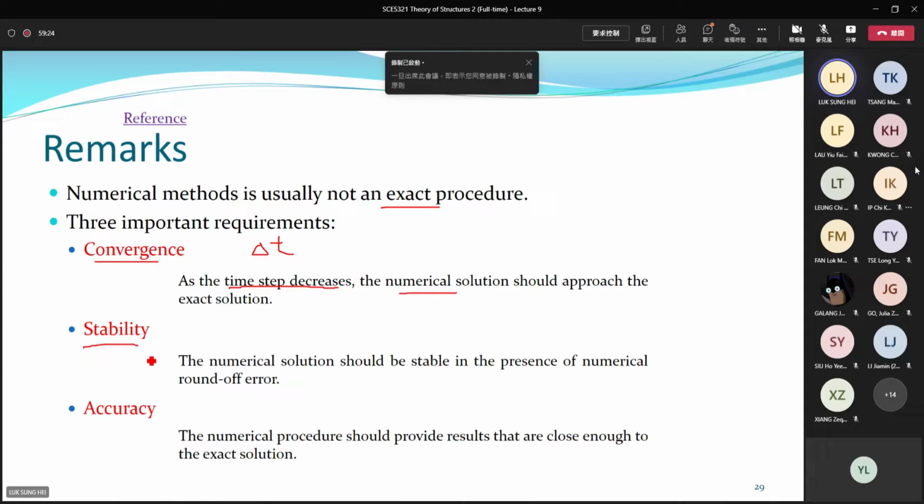Another issue is called stability. When you use a computer to calculate the response of structures, it may involve some round-off error or other numerical error. If you just consider one time step, the numerical error can be small. But we have to do many time step calculations, maybe 100, maybe 1,000, maybe even more. So even though the error is small in one time step, when you multiply by the total number of time steps, it may become a big error. So this comes to the idea called stability. Stability means your numerical solution should be stable, even though there is numerical round-off error.